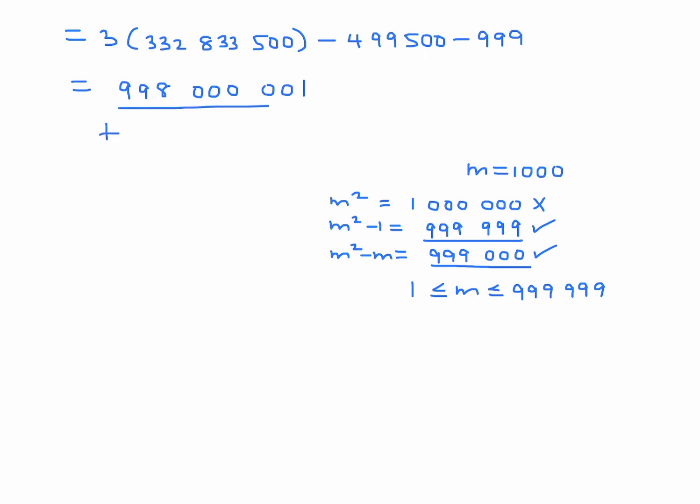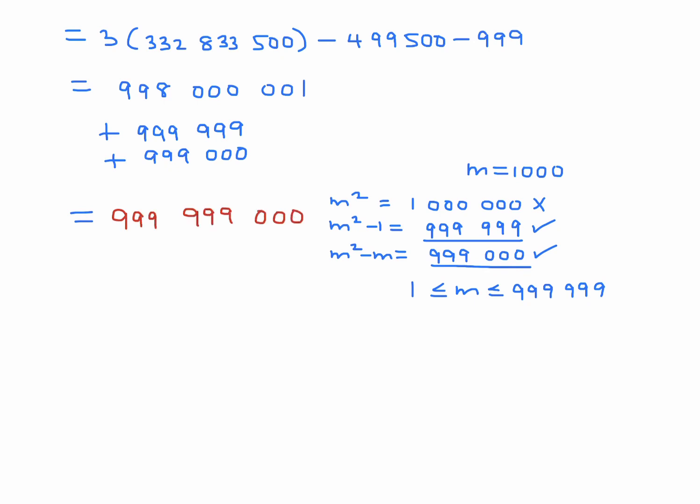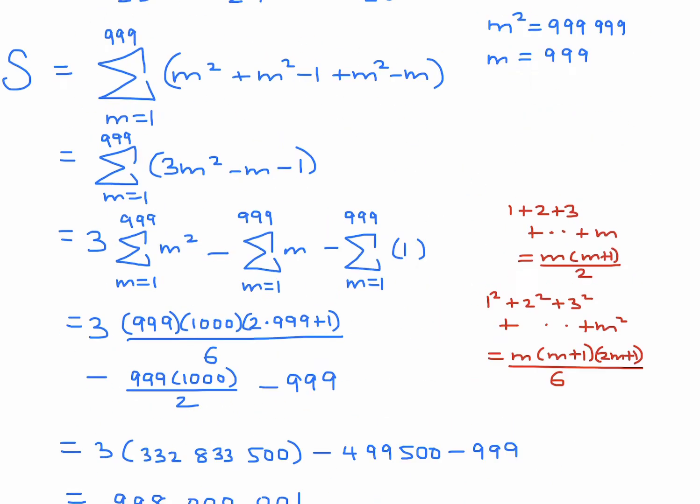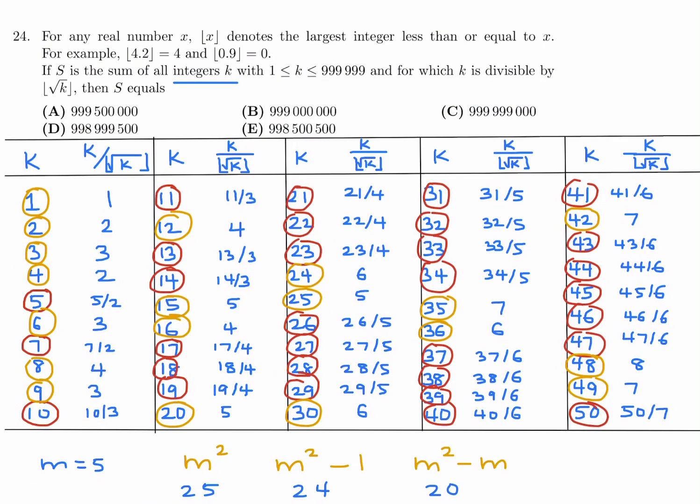So no problem. The sum that we calculated, add the 999,999, and also add the 999,000. Those are the only two additional numbers that we need to include. And when you add up these three, you get 999,999,000. And that is indeed one of the answer choices. 999,999,000 is choice C for this great question, number 24.